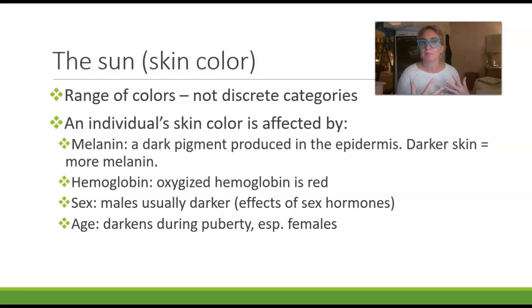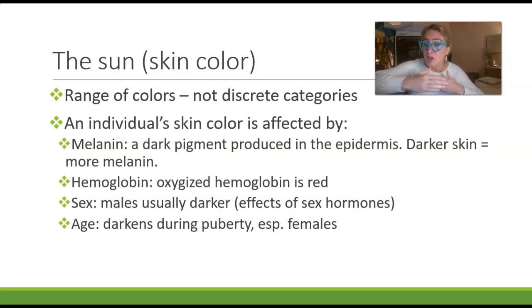So the idea of trying to classify people using this concept of race is not useful when we're really studying human variation. And if you think about it, a person's skin color is affected primarily by melanin, but also by hemoglobin. Males tend to have darker pigmentation because of the sex hormones. And people also change color over time to some degree. So your body is responding in different ways to the environment, and this is affecting your skin tone.